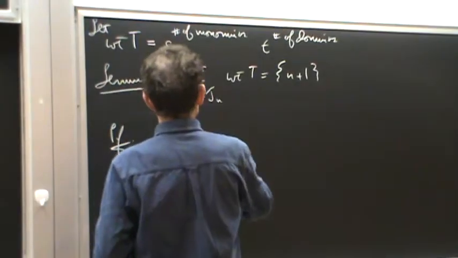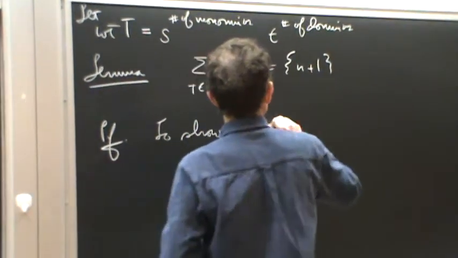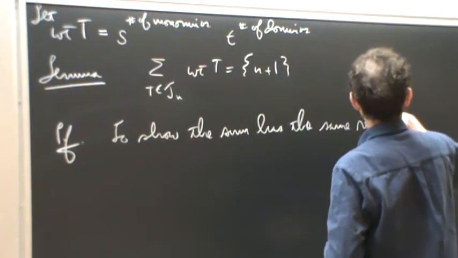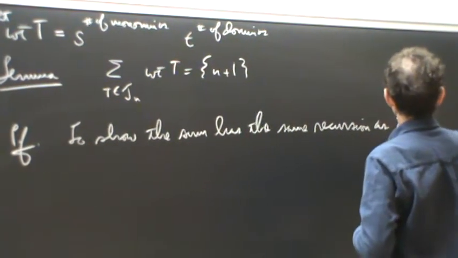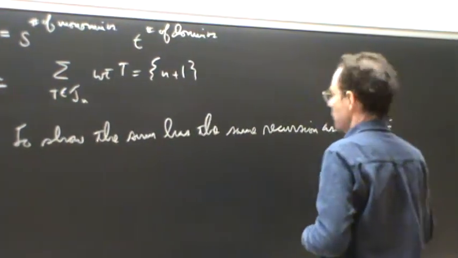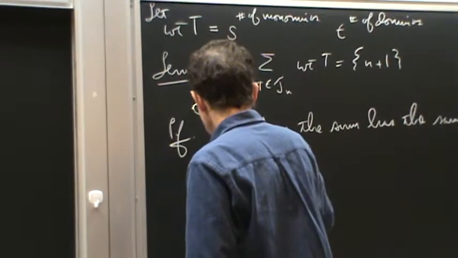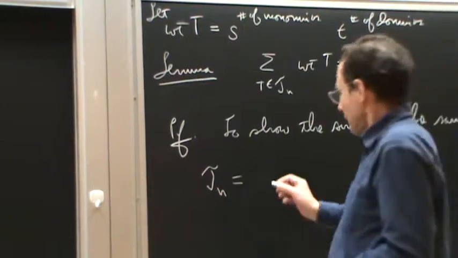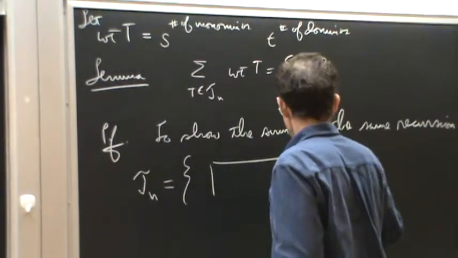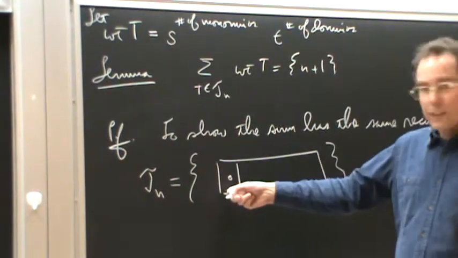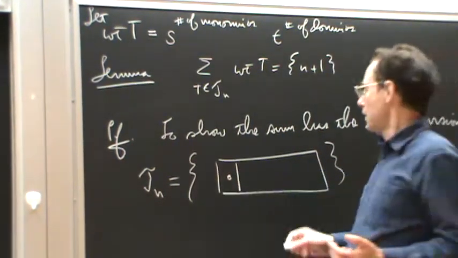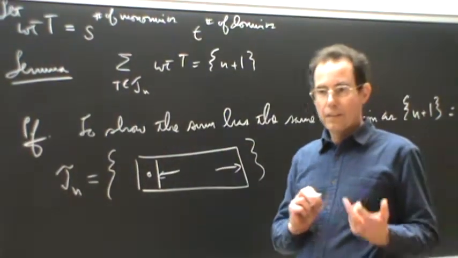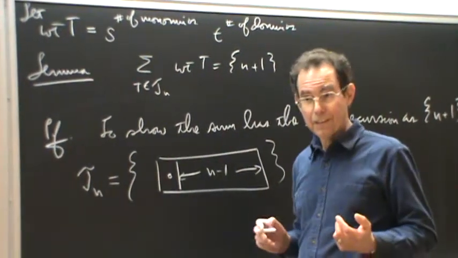So to show the sum has the same recursion as brackets n plus 1, again, just draw a picture. What does this set of tilings look like? Well, it can be broken into 2 subsets, right? The tilings that look like this, by which I mean the tilings that start with a monomino. If I do that, how many things do I have left that I need to tile? n minus 1, I think, yes.